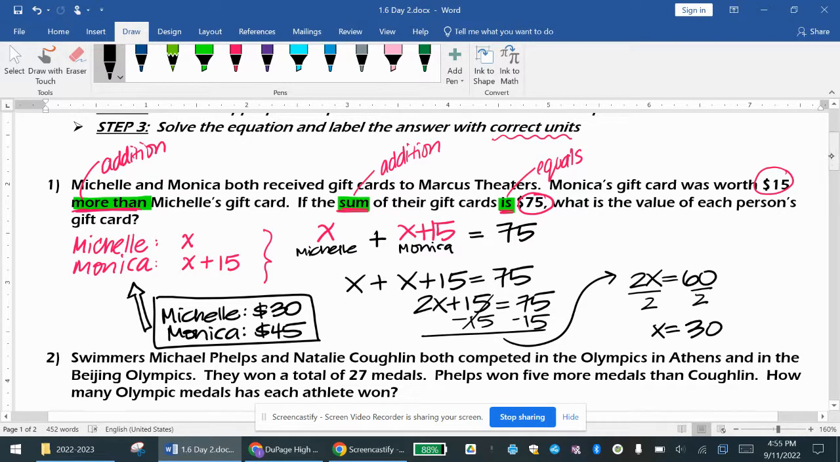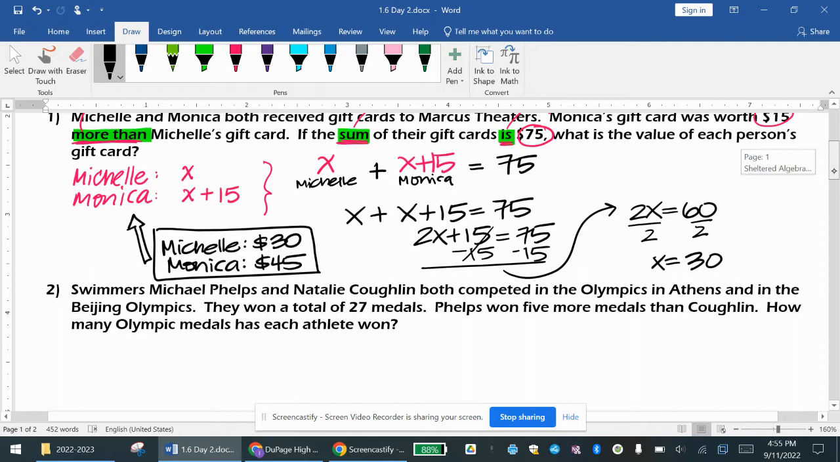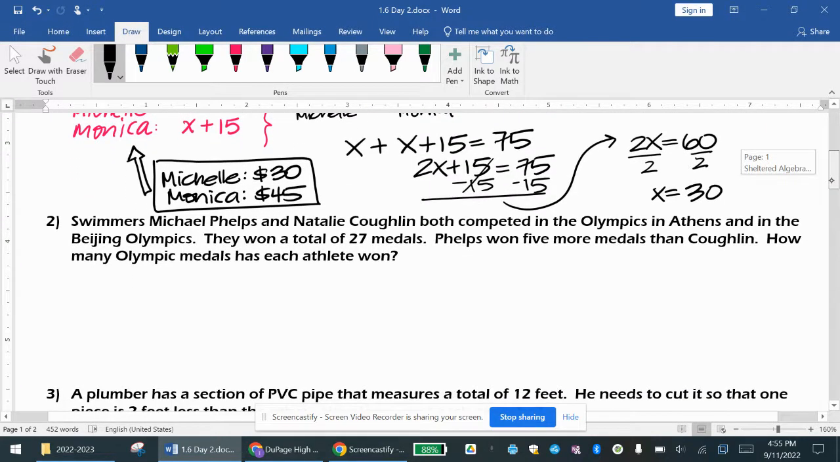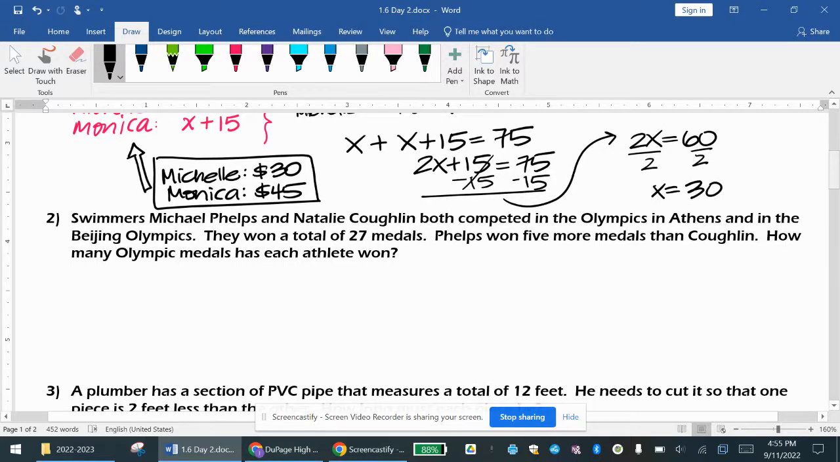Think about what we did. We read through the problem, we circled and highlighted or underlined important words, phrases, and numbers. We set up an equation using the same variable, and we solved our equation. Don't forget the correct units. Notice that I put dollar signs on my answers. All right, let's do the same thing for number 2. Read it through, so pause the video now. Circle, highlight, or underline anything you think is important, and when you're ready, push play.